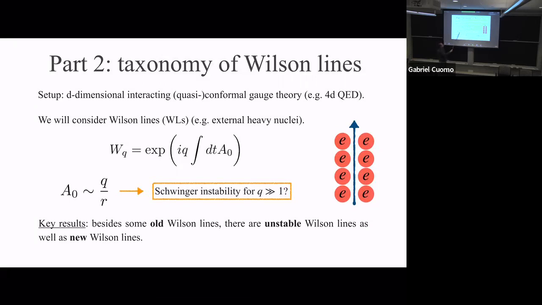But in the presence of matter, a large Coulomb potential is a large electric field that, as we were instructed by Schwinger 50 years ago, or maybe 70, I think, leads to an instability for the matter. So the question here will be, what are the consequences of this instability for the theory in the presence of a Wilson line?